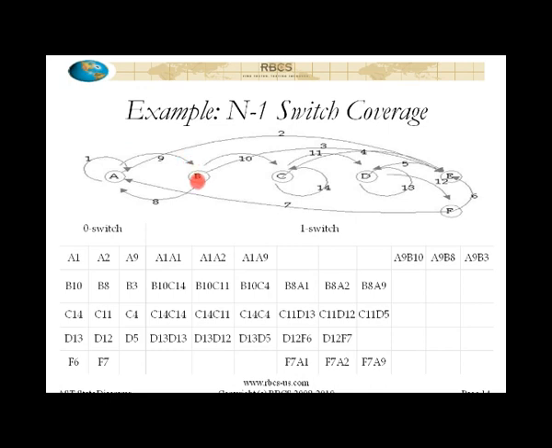Similarly for B, there's B8 and B10 and B3, so those guys are all here. For the C state, we have C14 and C11 and C4. Right, those are all here. And for D, we've got 13, we've got 5, and we've got 12. Those are all there. And then for F, there are only 2 outbound, so there's F6 and F7.